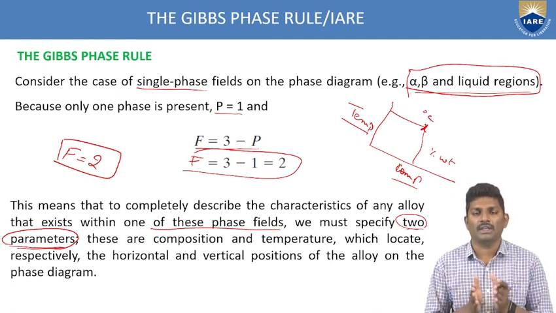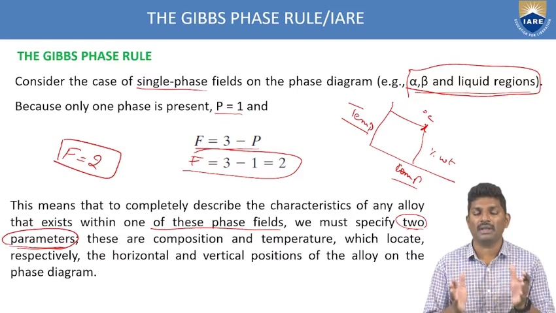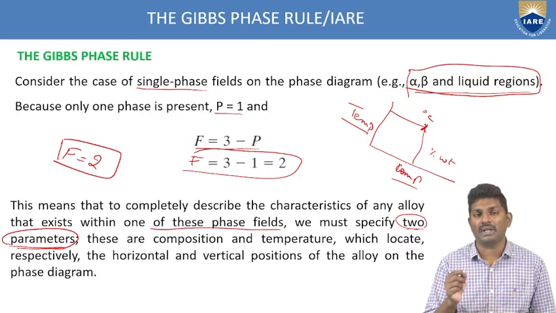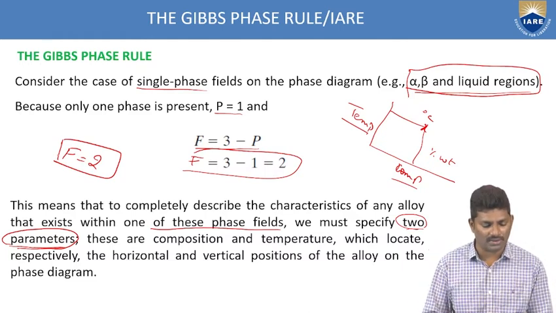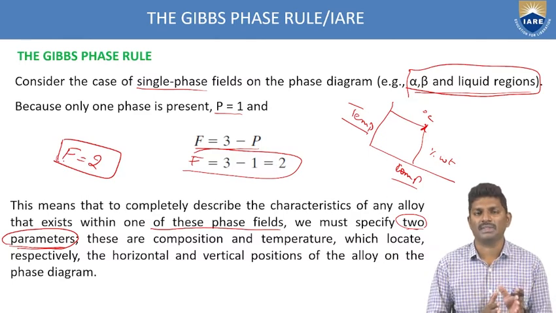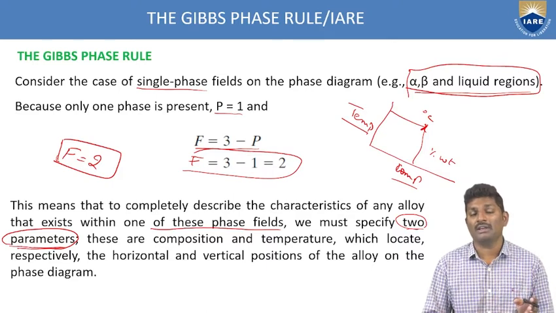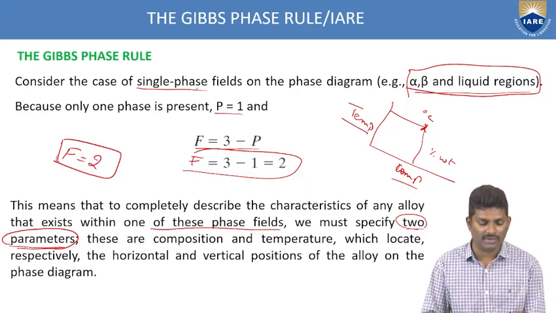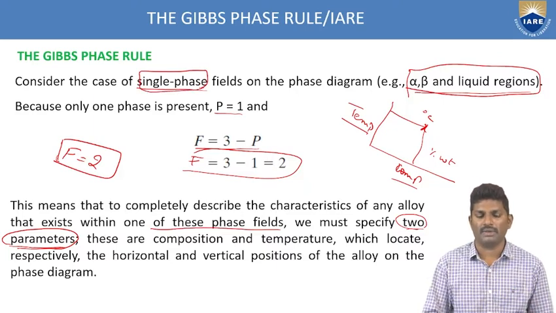So like that, if any point has to be described in a single phase, at least two components are needed to describe the characteristics of that given point. So this f is equal to 2 infers that the 2 is nothing but two parameters required to describe the characteristics of any given point. That is for a single phase. Again specifying, it is for a single phase. For a single phase, we are getting f is equal to 2.